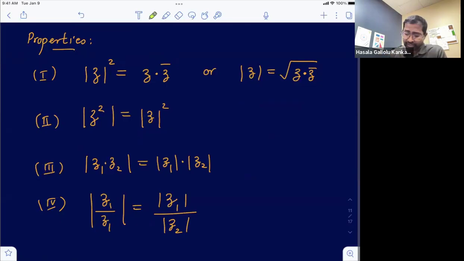had this observation already. When you consider the square of the absolute value, that is none other than the product of the complex number and its conjugate. And then that leads to the situation where whenever we need to compute the absolute value of the complex number, we can take the principal root of the product of the complex number and its conjugate.